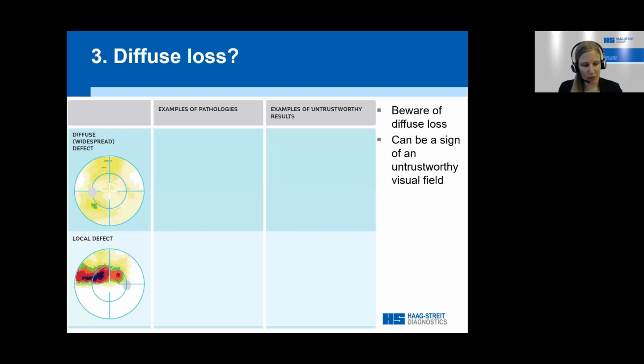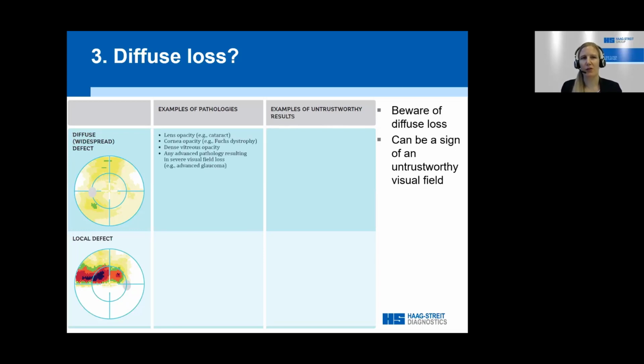And then there's one more thing to really pay attention to, and that's diffuse loss. Let me explain what this is and why. Diffuse loss or widespread loss is what you see on the top, a uniform, diffuse defect everywhere, whereas a local defect would be just at some locations of the visual field, but not everywhere. And why is this relevant?